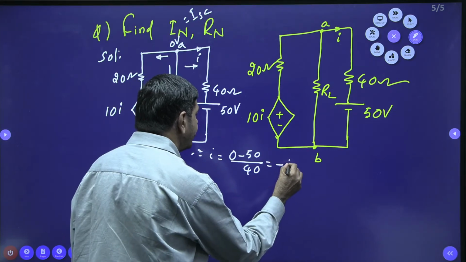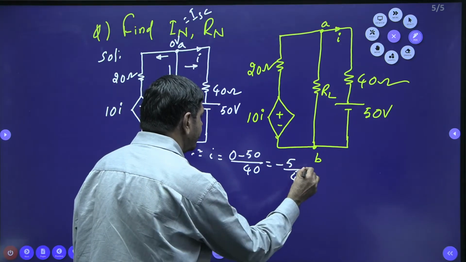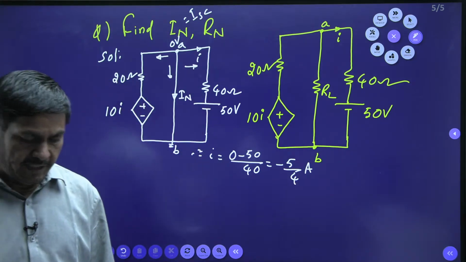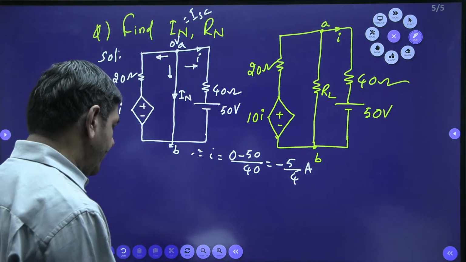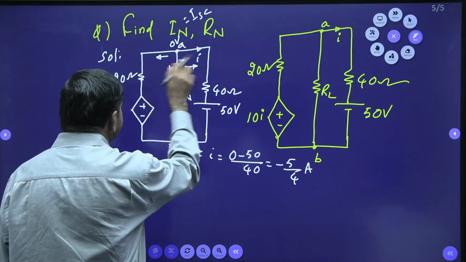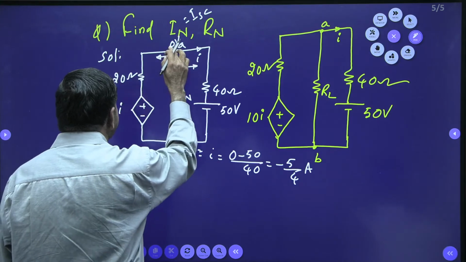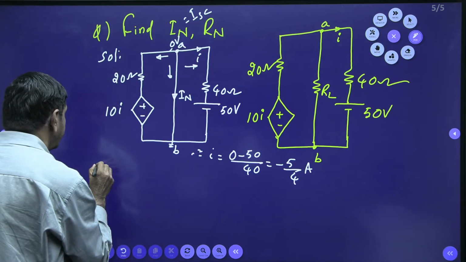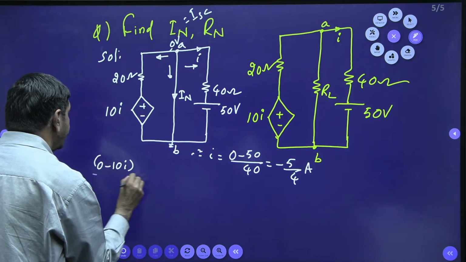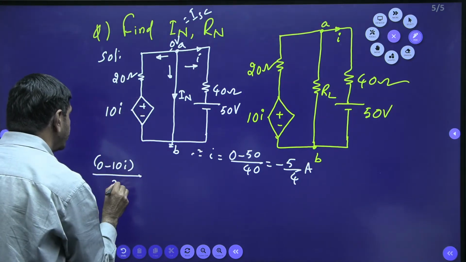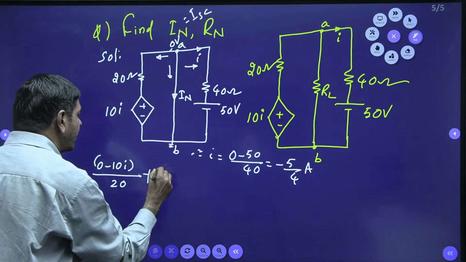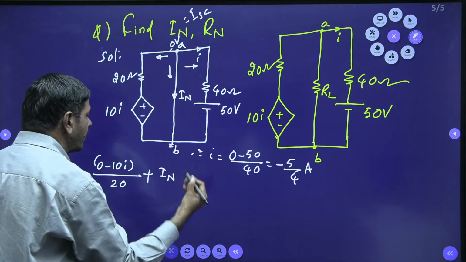Finally, I am getting I equal to minus 5 by 4 here now. That much value. But my aim is to find IN. By using nodal analysis, this current is nothing but 0 minus 10I divided by 20 ohms, plus this current is IN, Norton's current or short circuit current, both are same.